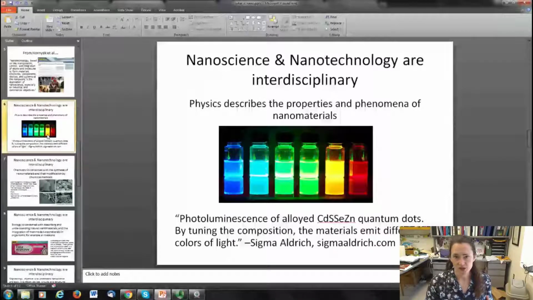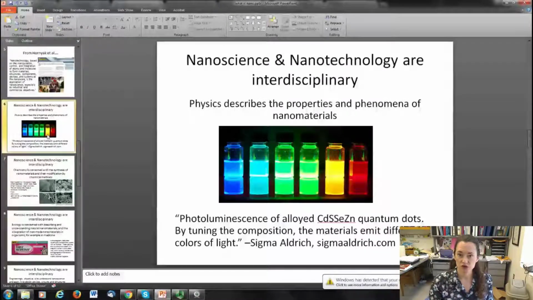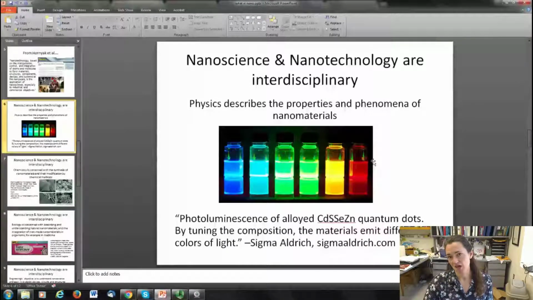Physics describes the properties and phenomena that the nanomaterials exhibit. So here you can see some quantum dots. This is an image that I've taken from Sigma Aldrich, and it shows the photoluminescence of these quantum dots. They tune the composition between the cadmium, sulfur, selenium, and zinc. They tune the percentage composition, and that changes the color that the particles emit in the presence of UV light. So that's kind of fun.